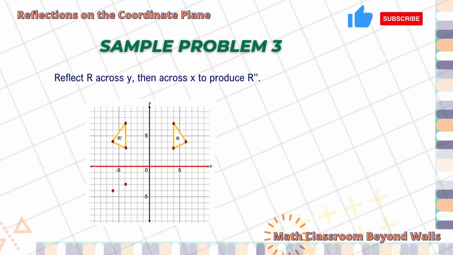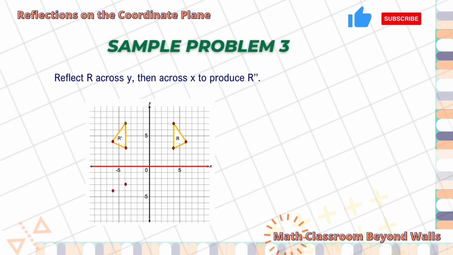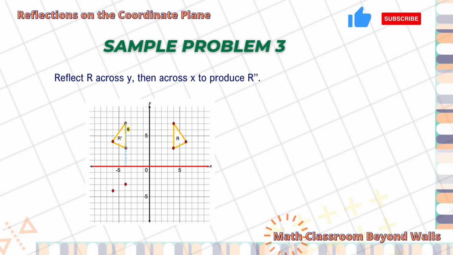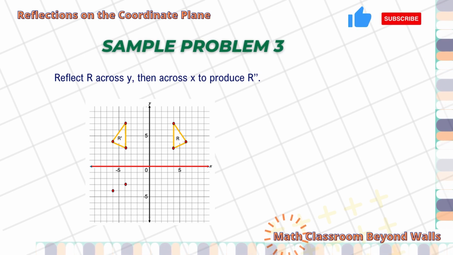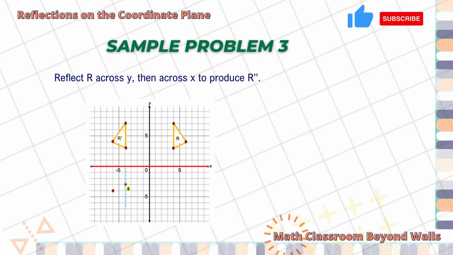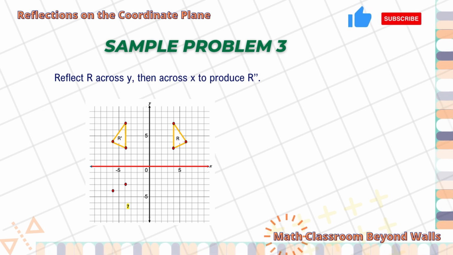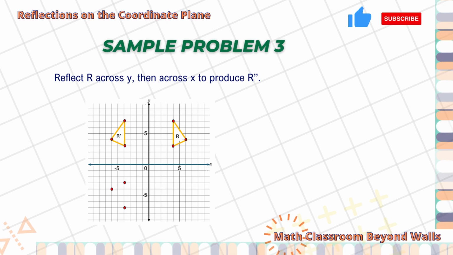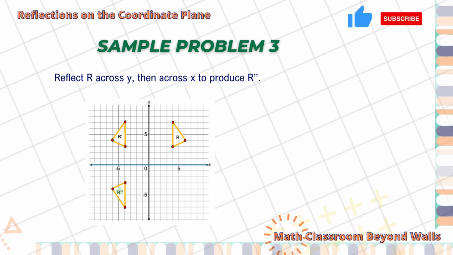Finally, we determine how far the third point on R prime is from the x-axis. So we count 1, 2, 3, 4, 5, 6, 7. Then from the x-axis, count 7 units going down. We count 1, 2, 3, 4, 5, 6, 7. Here is the third point on R double prime. We now connect the points to form R double prime. We have the answer. There you are, learners. We have answered the problem.